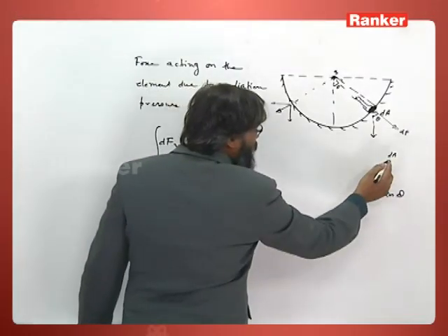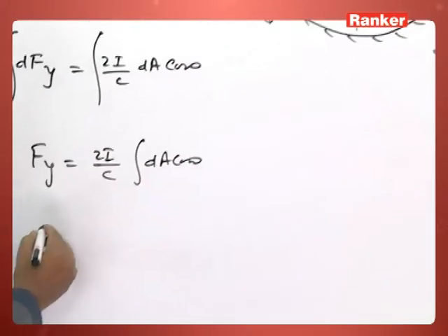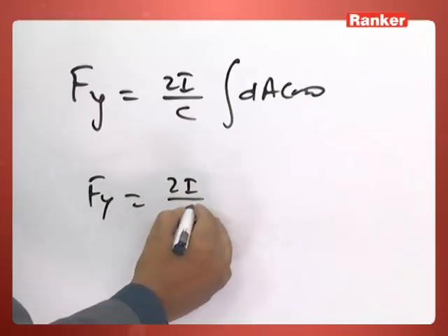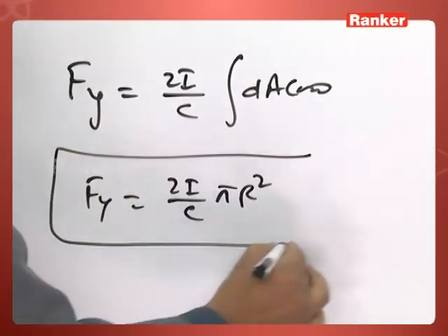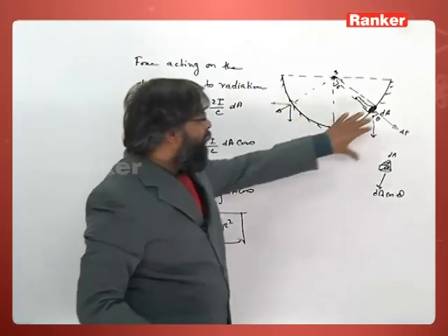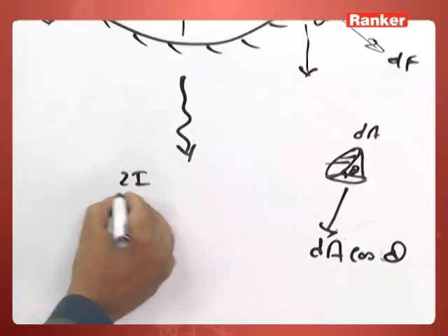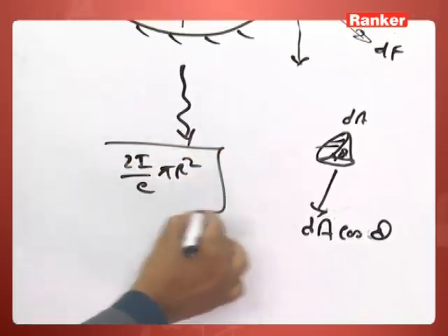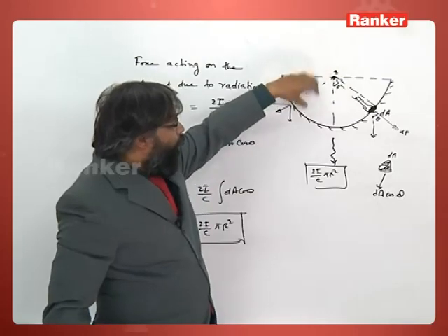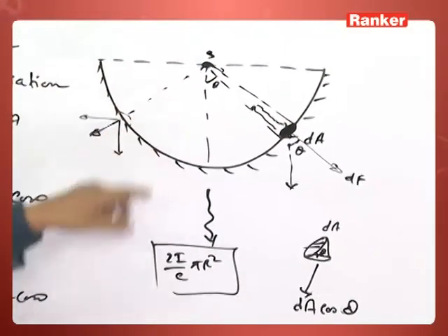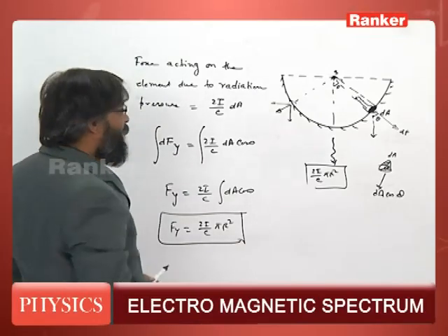Now what is dA? dA is this area and dA cos theta is the projection of this area on the horizontal plane, whose integral gives pi r square. So this is the total force acting on this bowl along this direction due to radiation force. This force becomes 2I by c pi r square. So thus the force which the bowl gets due to this radiation being reflected is equal to 2I by c pi r square. Let us take another problem.